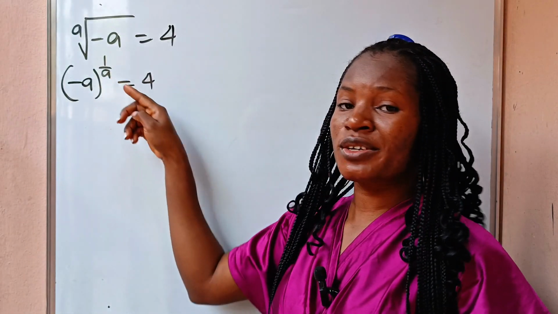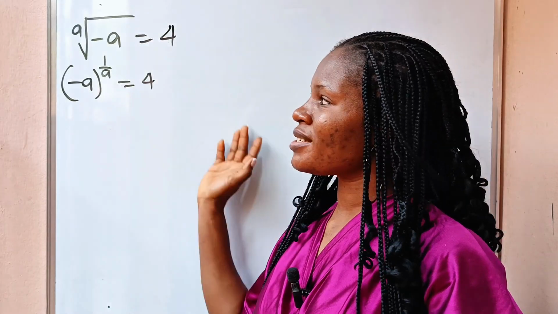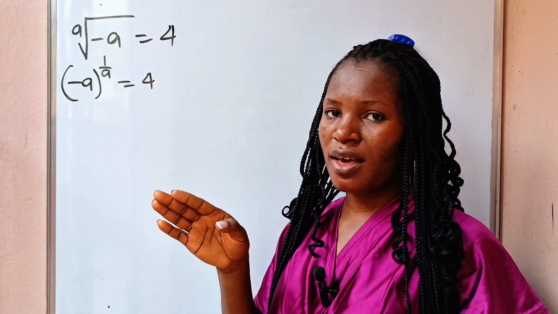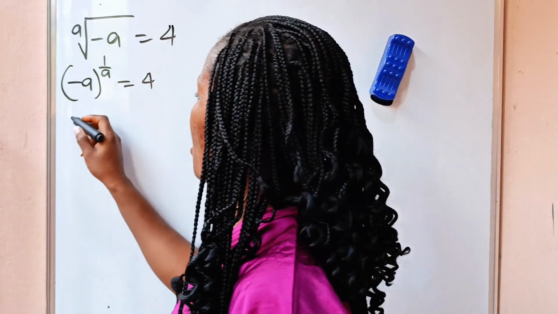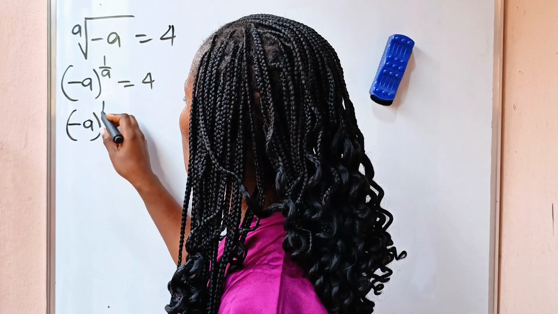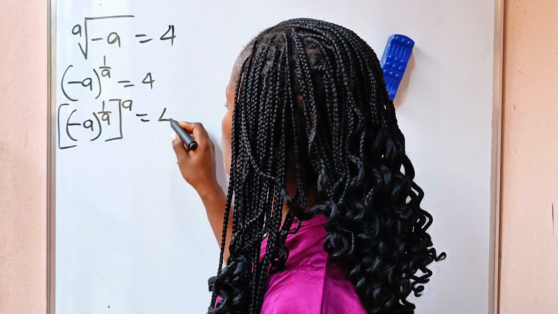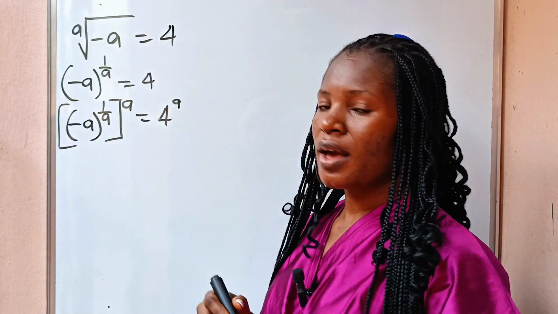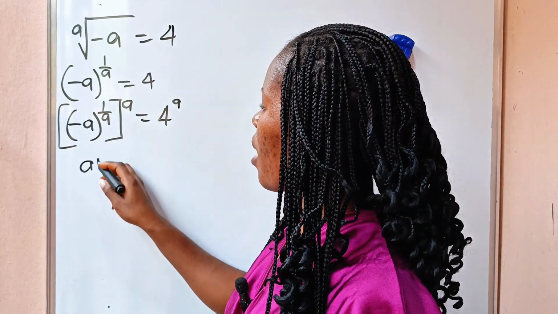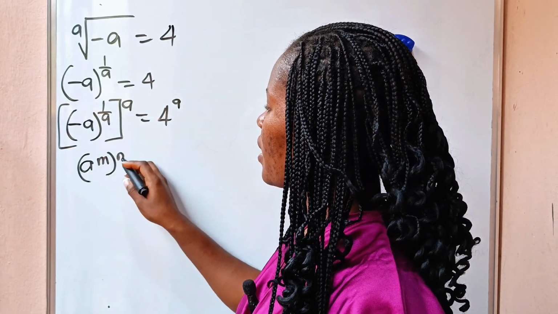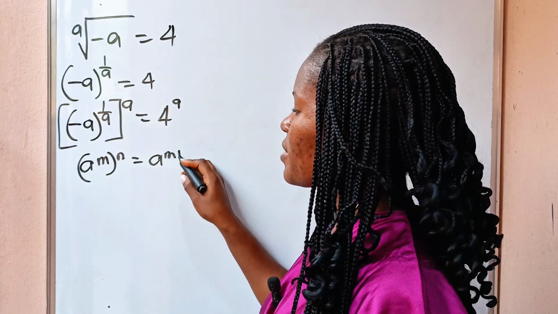Now, in order to remove this 1 over a, let us raise each side of this equation to the power of a. So if we do that, we will have minus a raised to the power of 1 over a, raised to the power of a, is equal to 4 raised to the power of a. Now, when you have a to the power of m raised to the power of n, that is actually equal to a to the power of m times n.